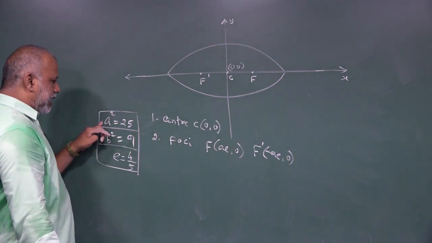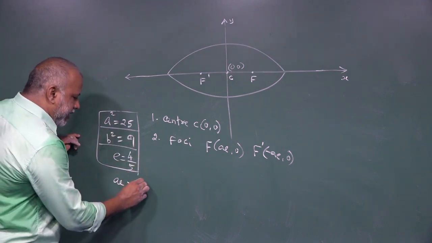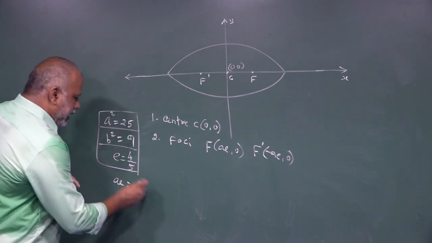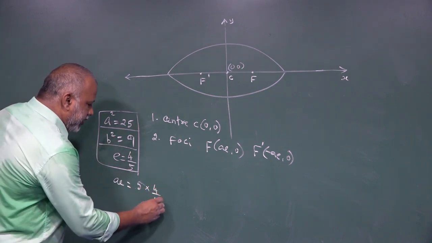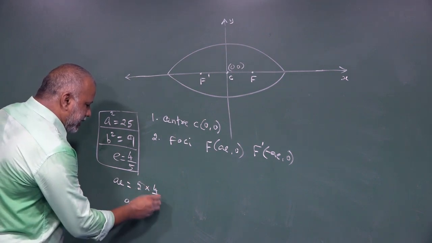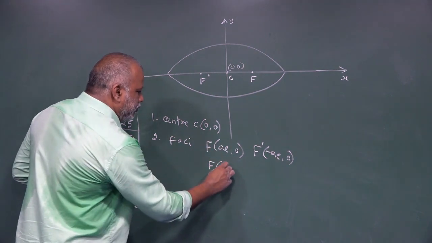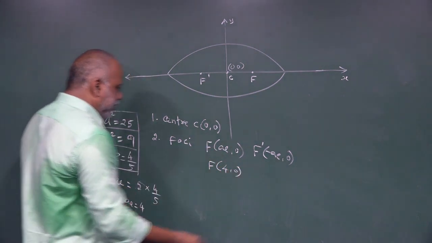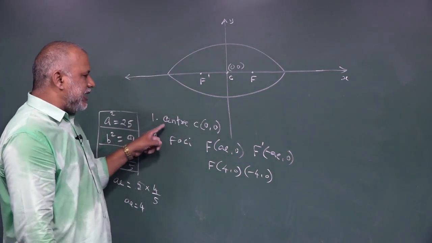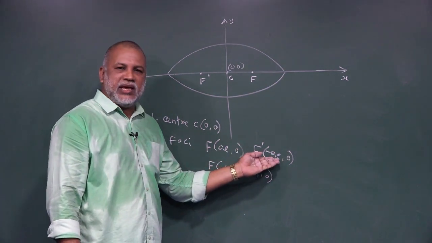See here, what is the value of a and e? a equal to 5. Carefully listen. a squared equal to 25, so a means 5. e equal to 4 by 5. This 5 will be cancelled. Therefore, ae equal to, after cancelling this 5, we get 4. Therefore, (4, 0), then (minus 4, 0). This is result number 2. So, center (0, 0), foci (ae, 0), (minus ae, 0).